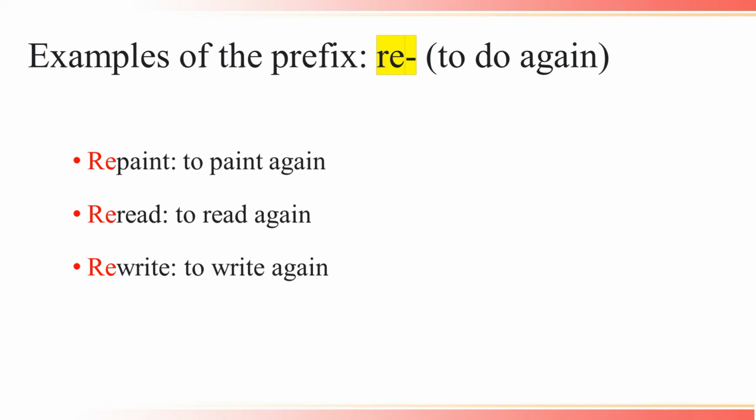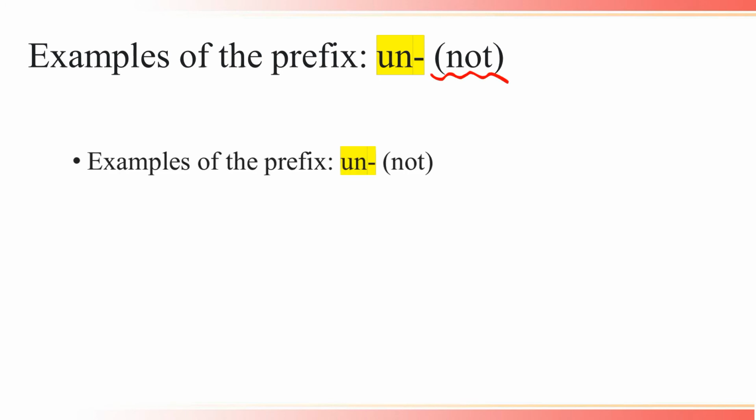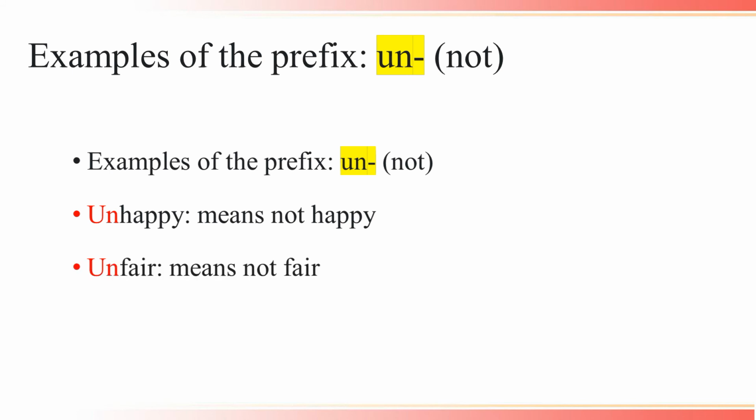And here again, we are saying prefixes change the meaning of the word, even if we add it at the beginning. Another example of the prefixes is prefix un, which means not. First example is unhappy, which means not happy. The other example is unfair, which means not fair.